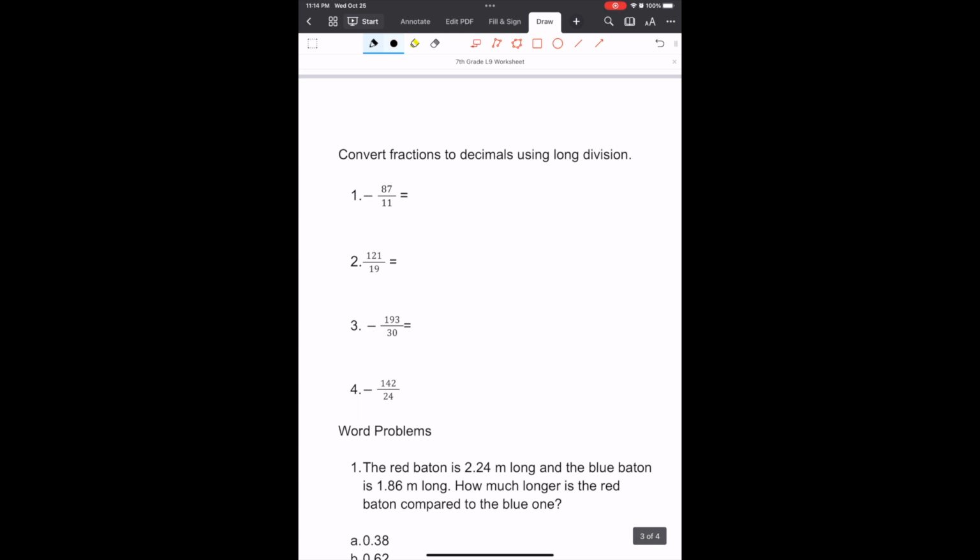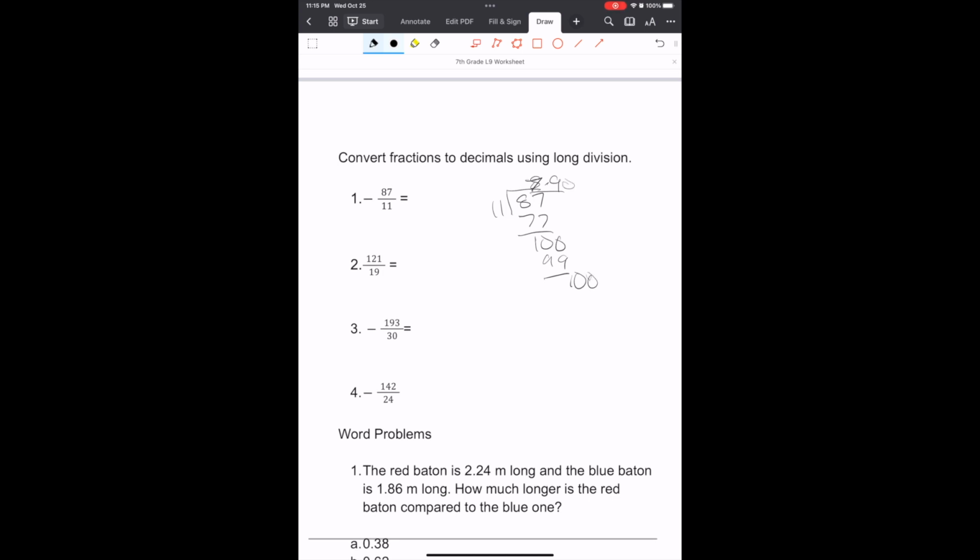Convert fractions to decimals using long division. So this is just what we've been doing before. So just do 87 divided by 11. So this would be 7, 10, 100, 9, 99, 0, 0, and then 99, and then it'd just be 7.90 repeating, because it goes forever. 7.909090 all the way to infinity. So we just put the repeating sign.